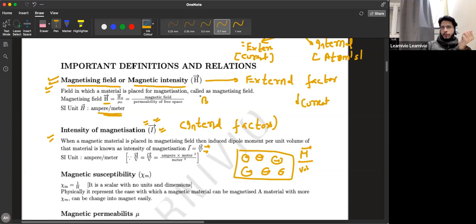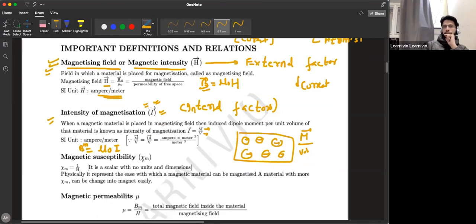The magnetic field from this external factor can be written as mu naught H, and the magnetic field due to the internal factors can be written as mu naught I. I'm repeating again, this magnetic field is due to current or external factor. This magnetic field is due to the magnetization of the material itself, the internal factor. This magnetic field has contributions from individual atoms and molecules. This magnetic field has contribution from the external magnetizing field.